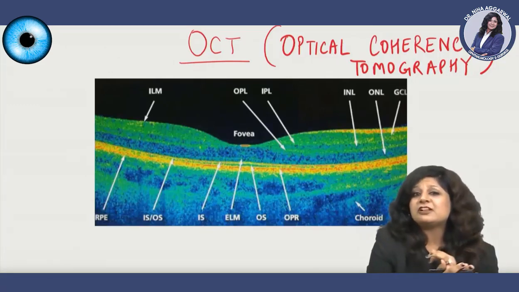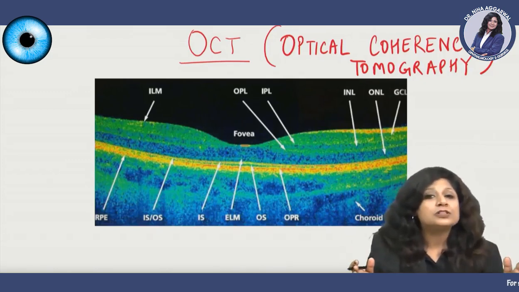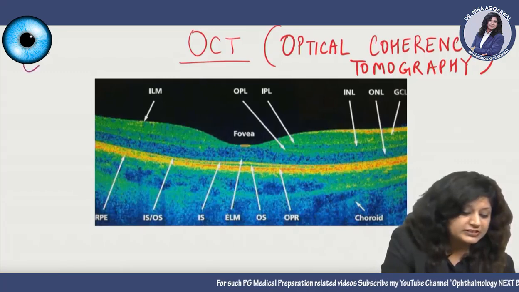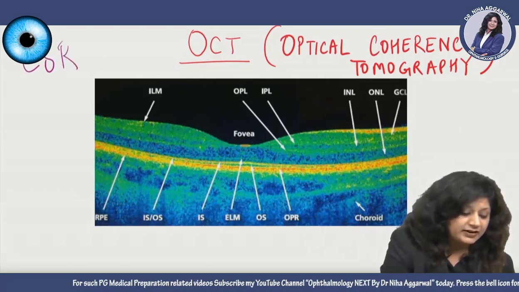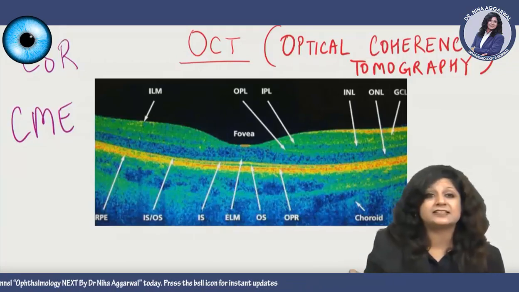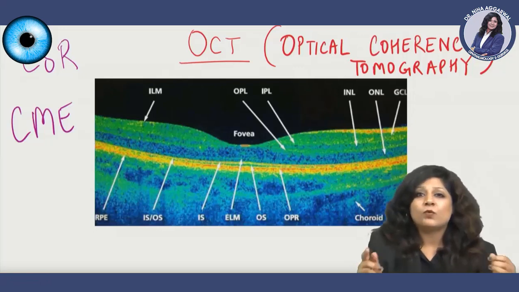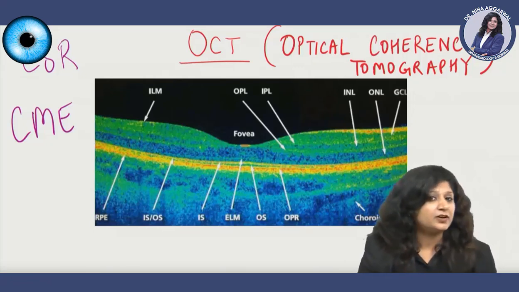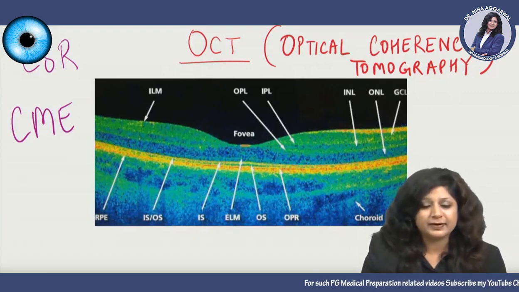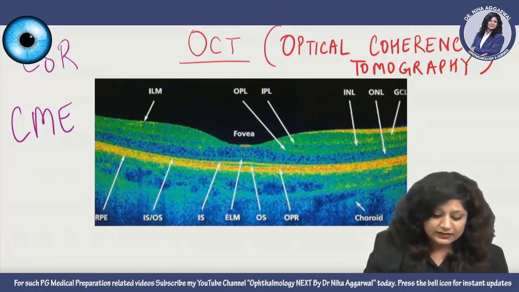Now, not only will we discuss the basic aspects of OCT today, I will also help you in comparing two very important diseases on OCT, that is your CSR and the CME. Two important diseases that are actually diagnosed on the OCT. One is the central serous retinopathy and another is your cystoid macular edema. Okay, all right. Now, without wasting much of the time, let's come to the OCT.